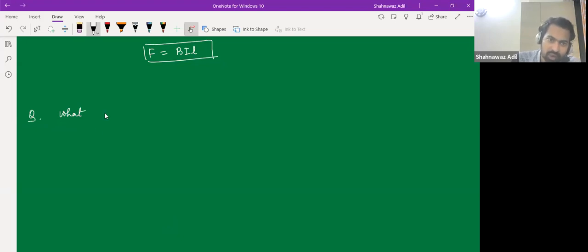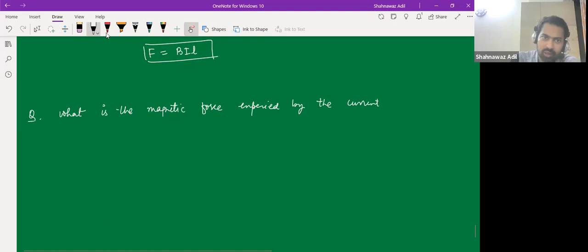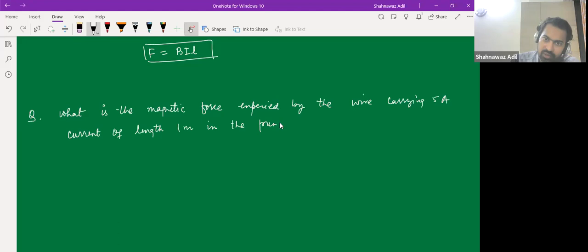What is the magnetic force experienced by the wire carrying 5 ampere current, of length, let's say, 1 meter, in the presence of a magnetic field of 10 to the power 4 Tesla? Right, so this is the question.